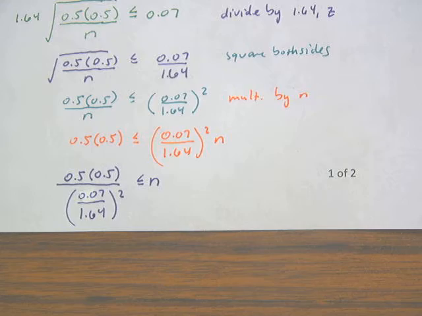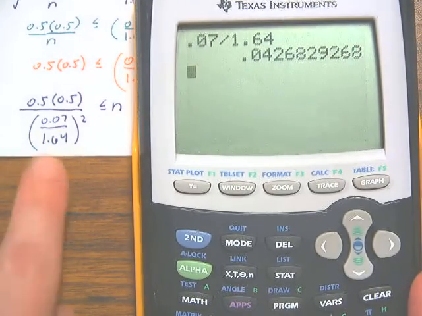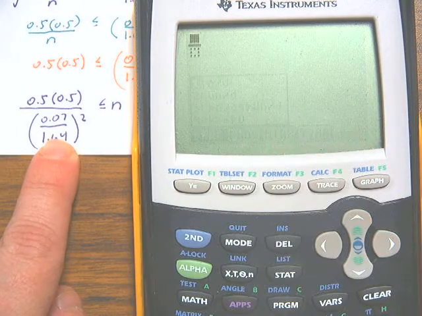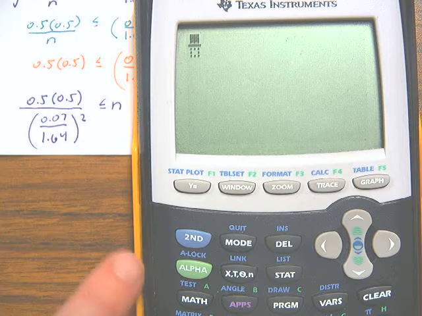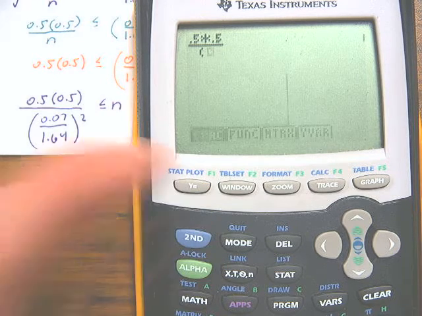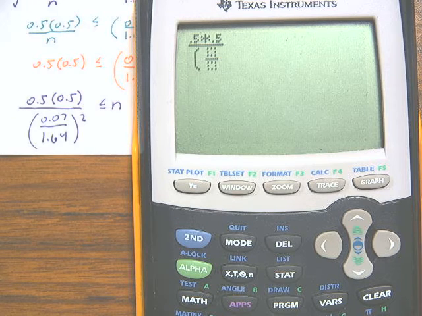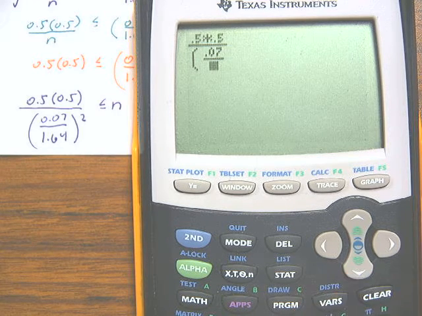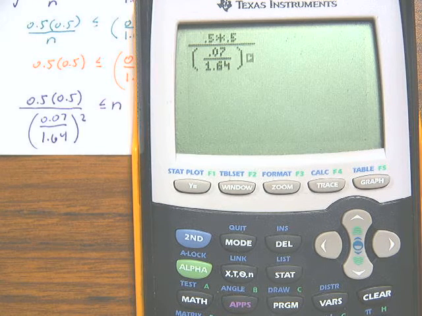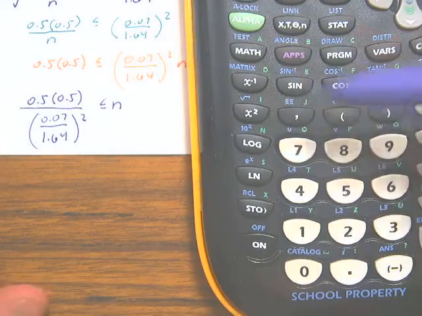Grab your calculator. Make sure you're comfortable typing that in. It should look just like this in the calculator. So get your fraction template, because we got a big old fraction. Alpha, y equals, enter. On the top, we have 0.5 times 0.5. You can use parentheses, you can use times, whatever. On the bottom, we have open parentheses, another fraction. And that's your margin of error, 0.07, divided by your z value, 1.64. Got that off the pink sheet. Close it up. Square it, which is this button right here.